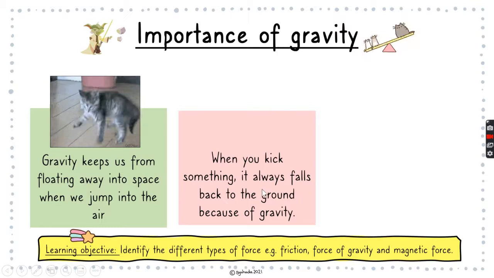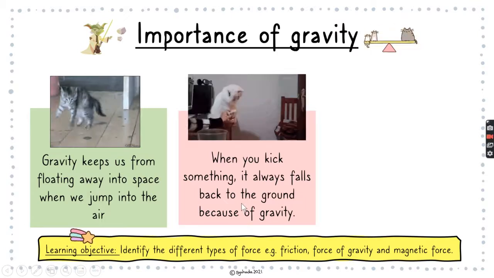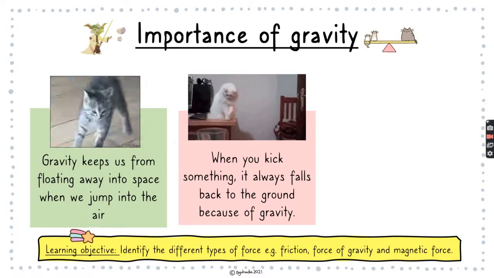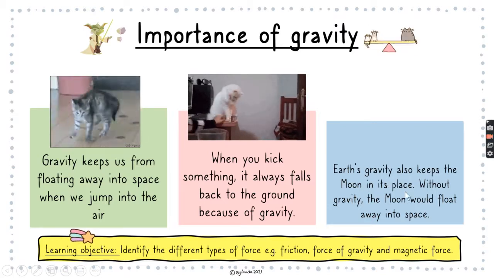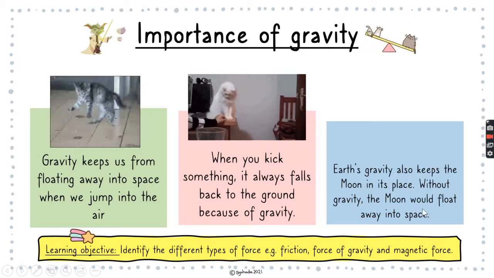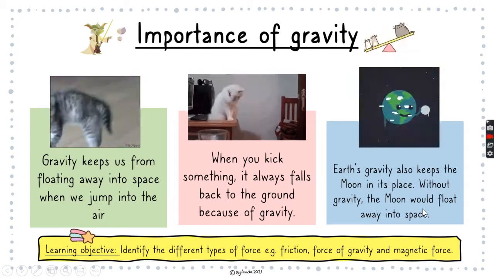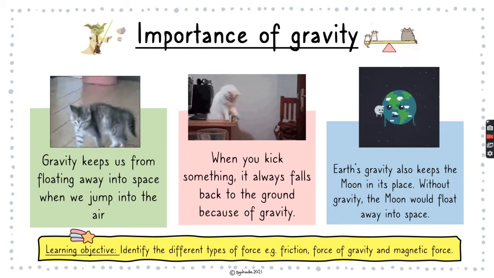Secondly, when you kick something, it always falls back to the ground because of gravity. Thirdly, Earth's gravity also keeps the moon in place. Without gravity, the moon would also float away into space.